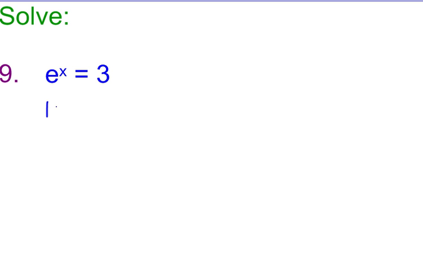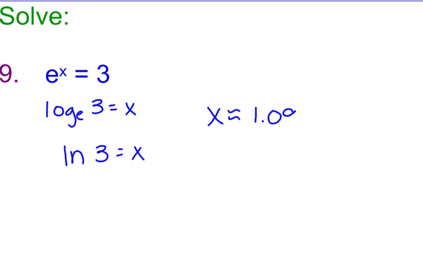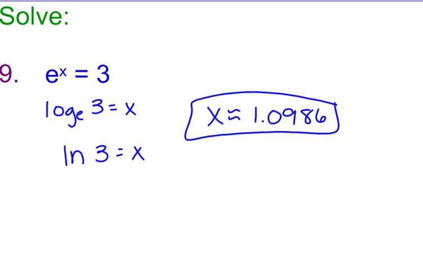So I would say this is log base e of 3 equals x, which is like saying the natural log of 3 equals x. I can punch in the natural log of 3 in my calculator, and I would get x to be approximately 1.0986. So there's how I would solve number 9.